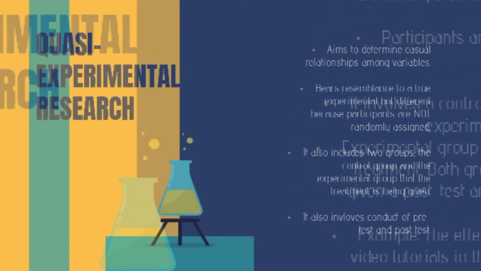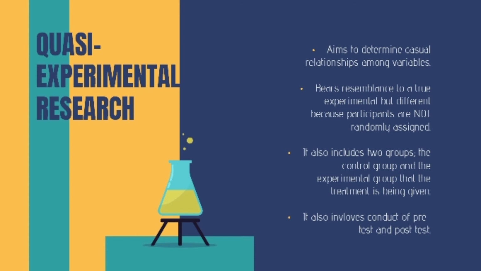And now, let's dig into the last one. We have the quasi-experimental research. This kind of quantitative research bears resemblance to a true experimental research, as it also aims to determine causal relationships among variables and also includes two groups, the control group and the experimental group that the treatment is being given, and lastly, it also involves conduct of pre-test and post-test.